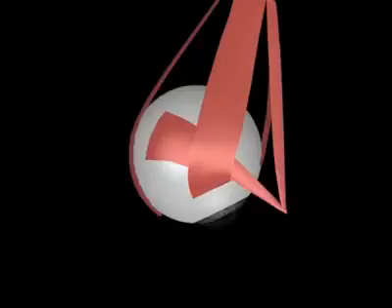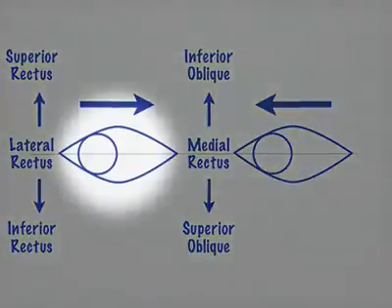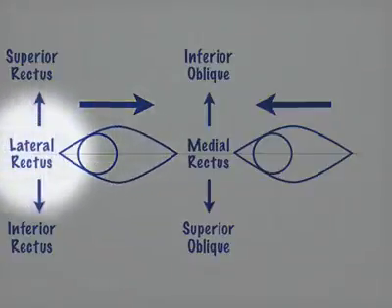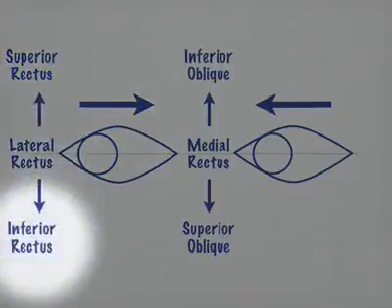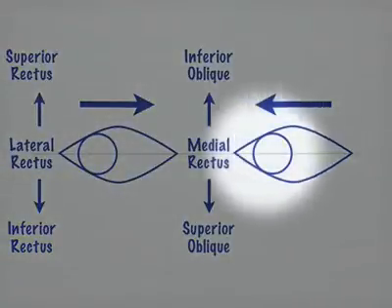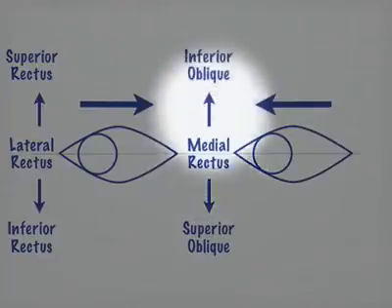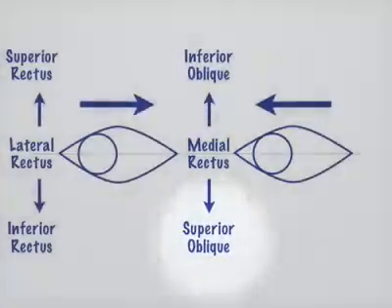How can you remember these eye movements? Well, I draw a simple diagram. This diagram shows the abducted eye due to lateral rectus, with elevation from superior rectus and depression from inferior rectus. It also shows adduction from medial rectus, with elevation from inferior oblique and depression from superior oblique.